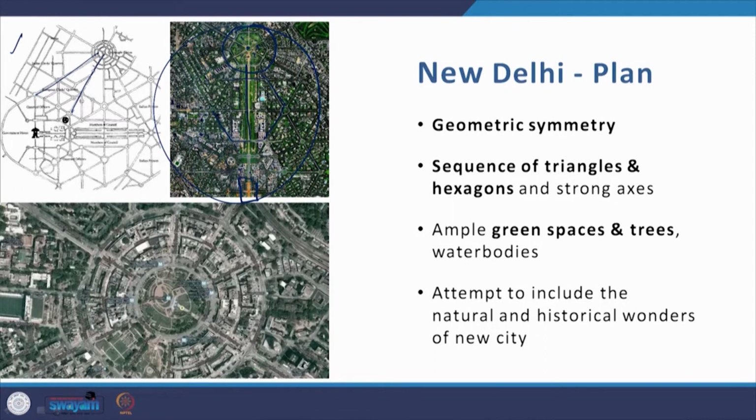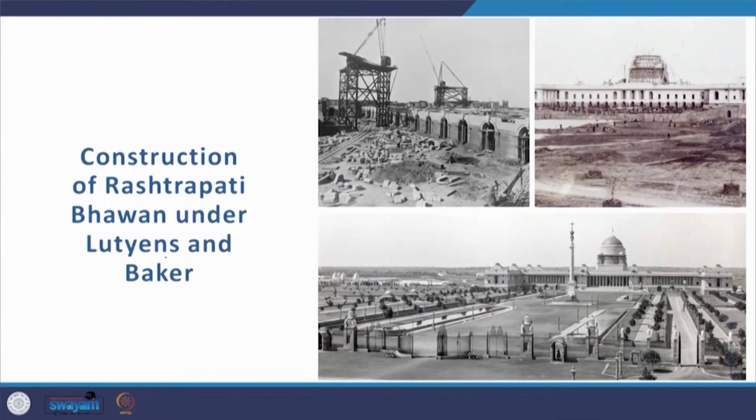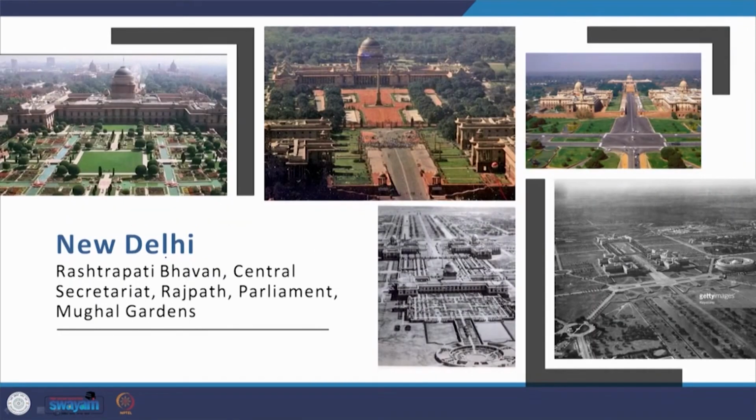And in the geometry also, in Connaught Place he went in for a circular geometry. There was also an attempt to include the natural and historical wonders that were around this area, to merge them with the new city or to make them a continuing part of the new city. This is a slide that shows you the construction of the Rashtrapati Bhavan under Lutyens and Baker, rather the whole area, various buildings coming up, and these are some of the buildings as they are today.